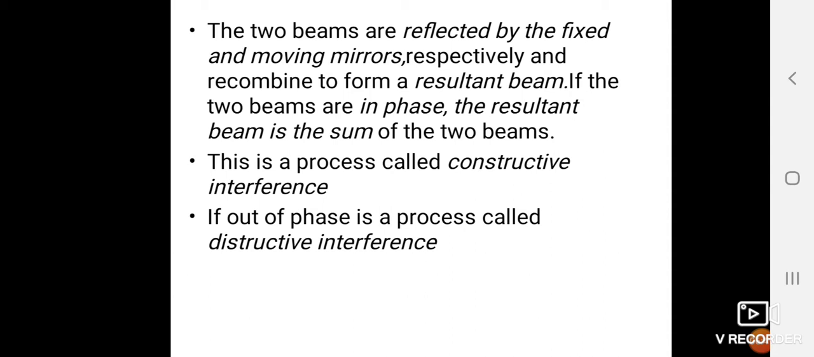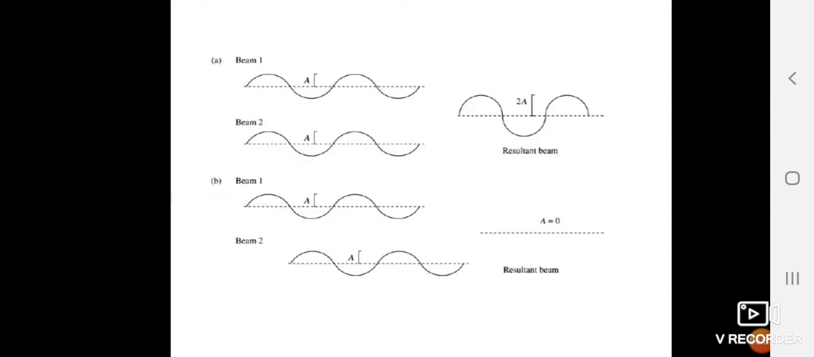And if the beams reflected by the moving mirror and the stationary mirror are out of phase, they are going to cause destructive interference. So you can see constructive interference is a chance, and destructive interference is also a chance. If constructive interference happens, then the resultant beam is going to have much more intensity, as well as higher amplitudes, whereas in destructive interference the waves cancel each other.